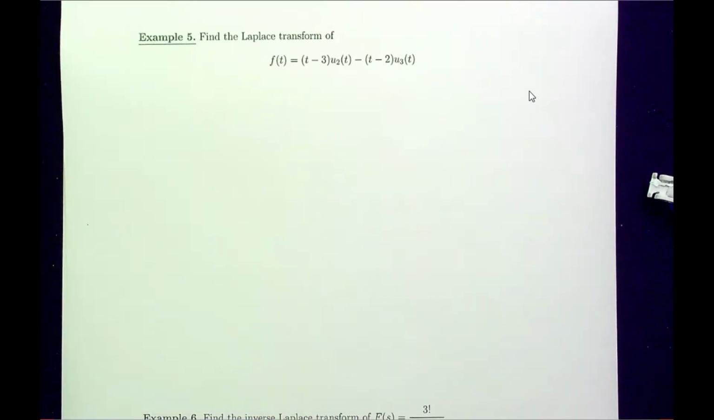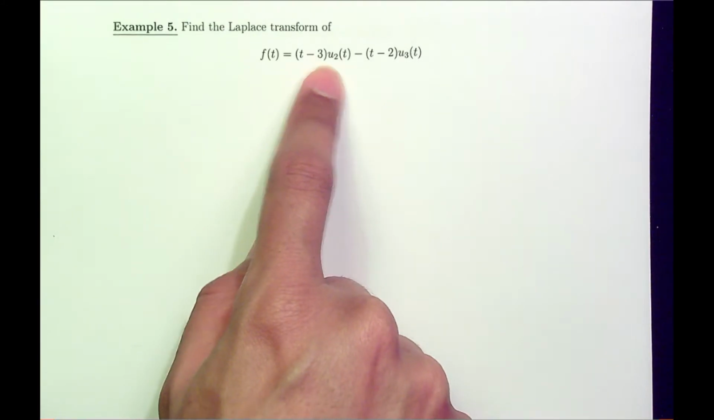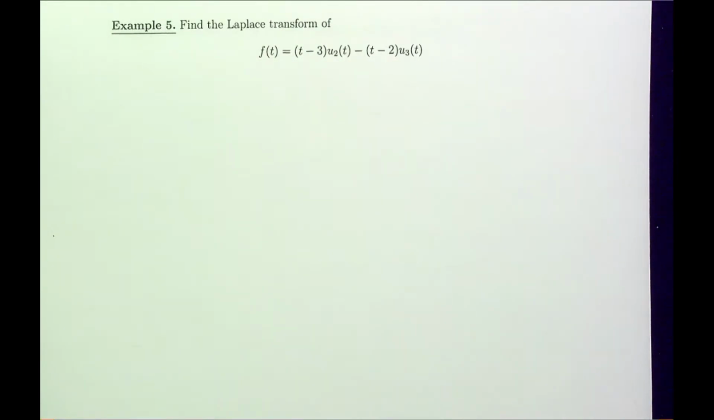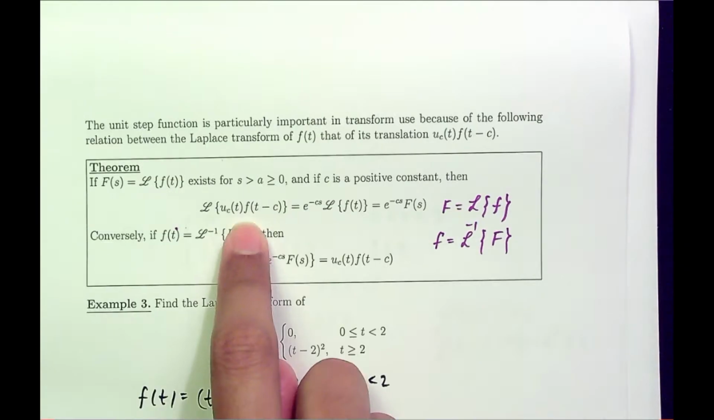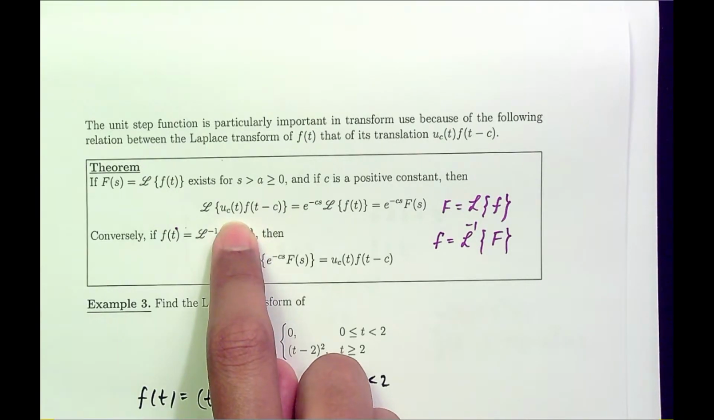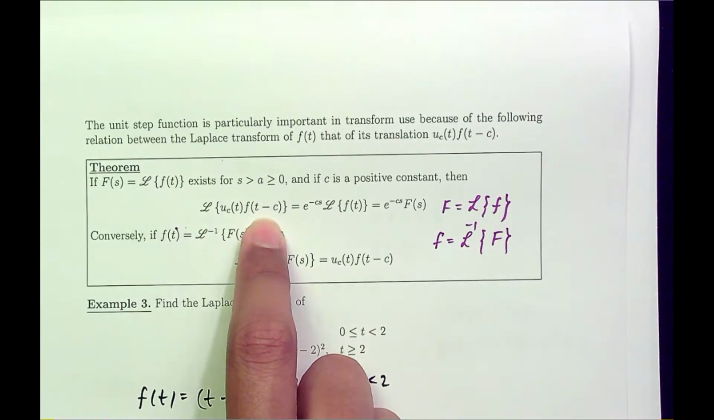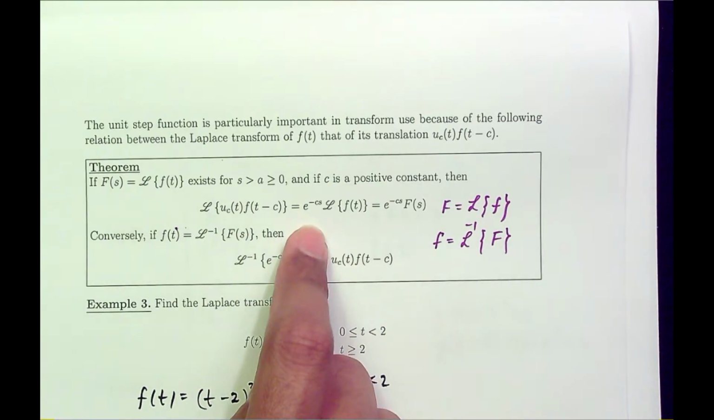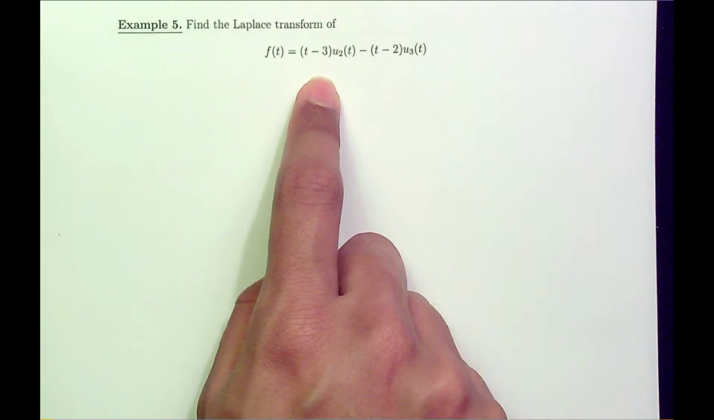Okay, I would like now to do an example where there's a mismatch in the numbers. So here you have a 3 and a 2. Remember that I had pointed out that those numbers need to match if I'm going to use this formula, the formula for finding the Laplace transform of a translation. These numbers need to match. Otherwise, you cannot use the formula. So there's a mismatch here.